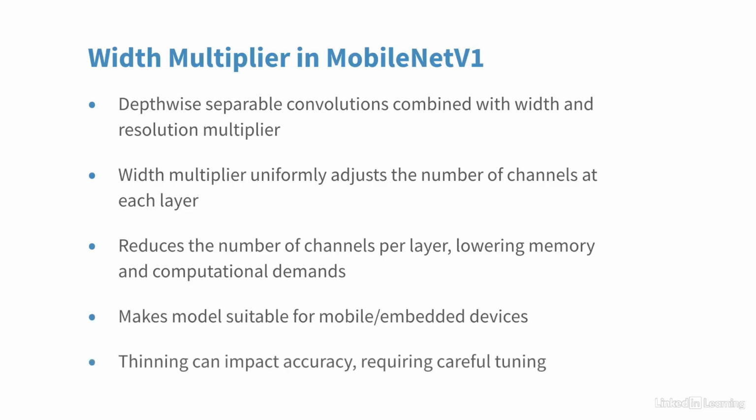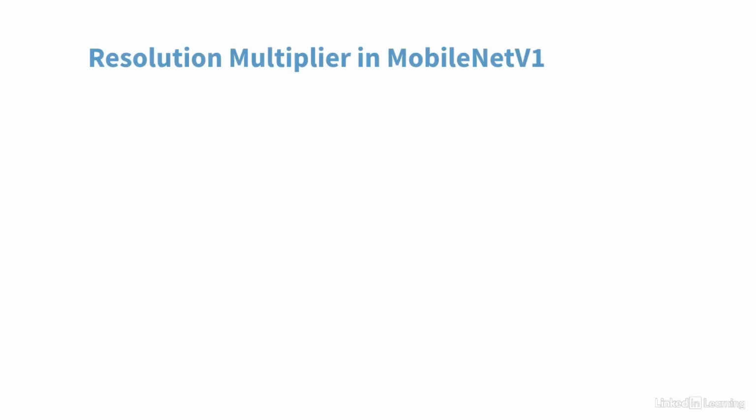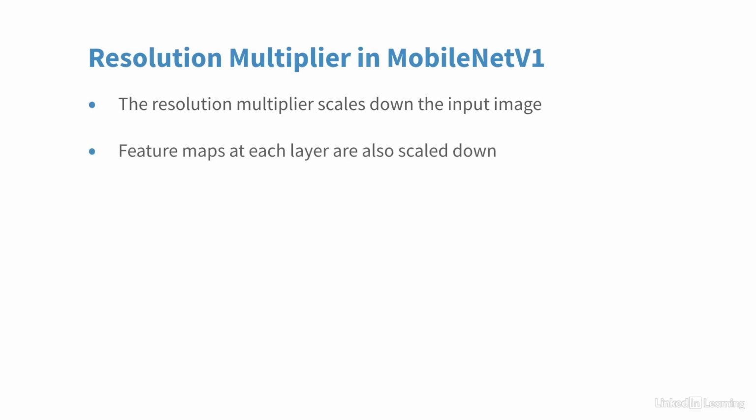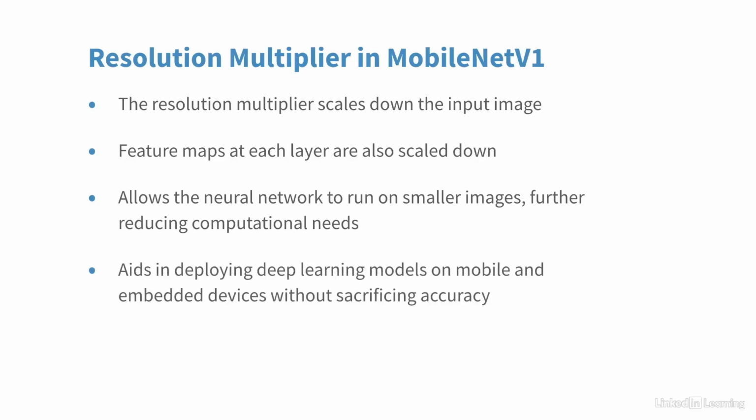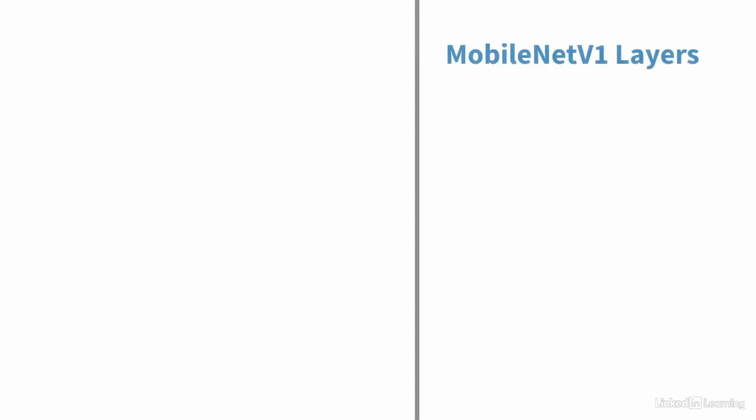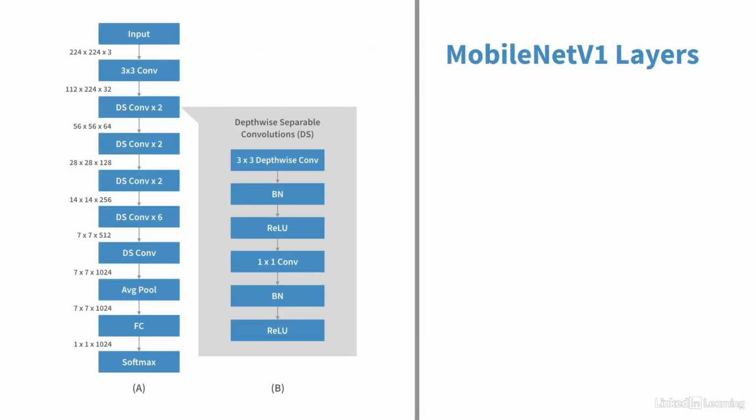Reducing the number of channels can also lead to reduced accuracy, so this approach requires careful tuning to ensure the model performs well. The resolution multiplier is applied to the input image, allowing it to be scaled down or up while retaining its main features. When the input resolution is scaled down, so are the feature maps at each subsequent layer. This makes running the neural network on smaller images possible, reducing the computational requirements and enabling further size reductions within the model. Here's a brief overview of the MobileNet v1 architecture.